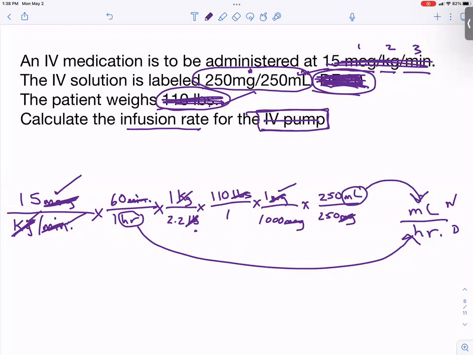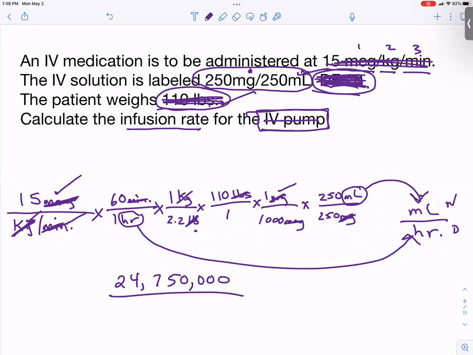Now it's just math. Like I said, if you want to do crossing off your zeros, go for it, but just be careful. I'm going to do the long way. 15 times 60 times 110 times 250 is crazy, but it's like 24,750,000.